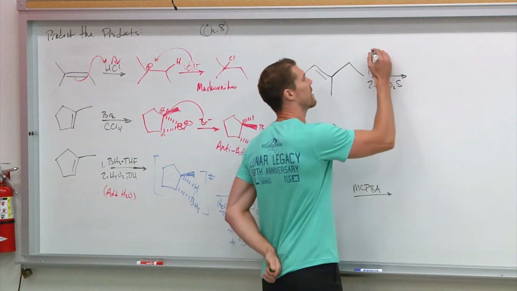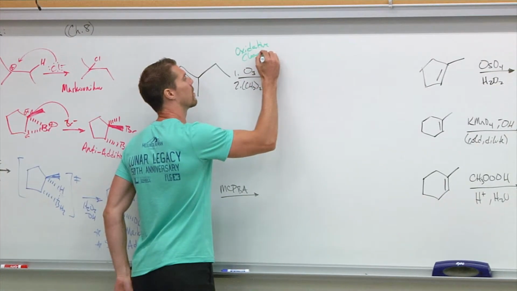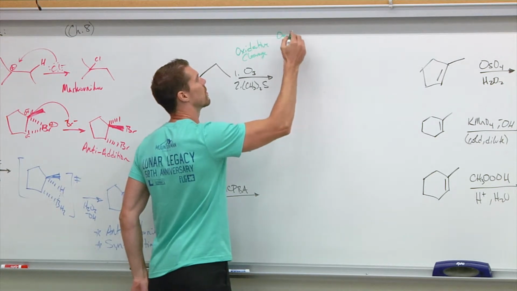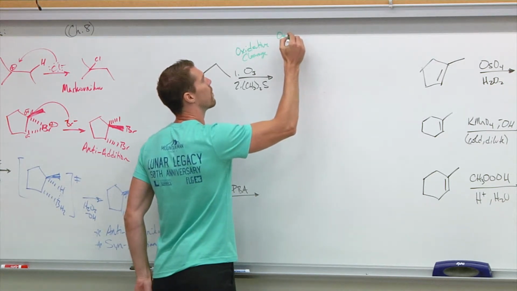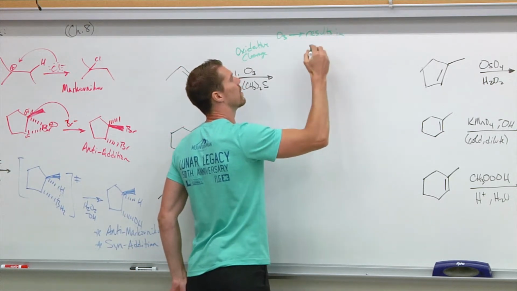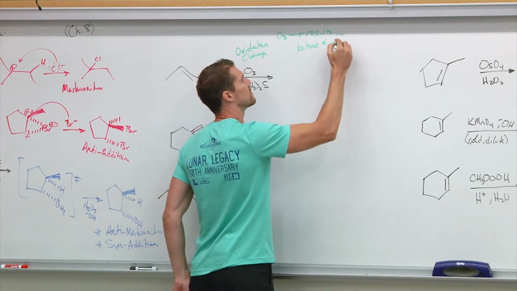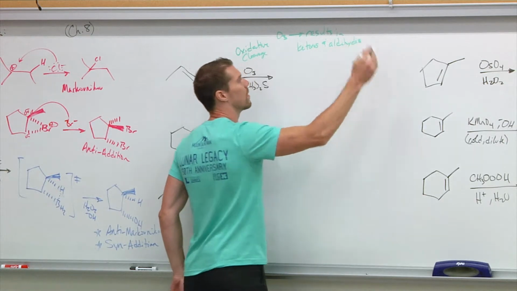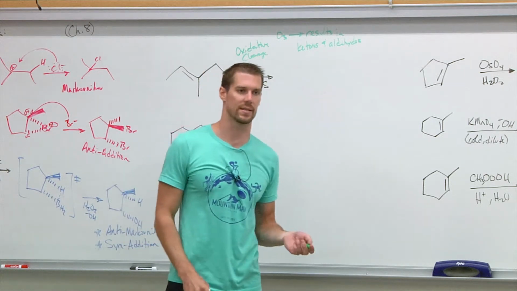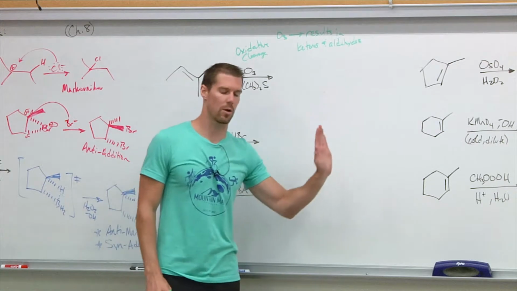So this is oxidative cleavage. Ozonolysis results in ketones and aldehydes. This is not as strong as potassium permanganate as an oxidizing agent. So it stops short of a carboxylic acid.